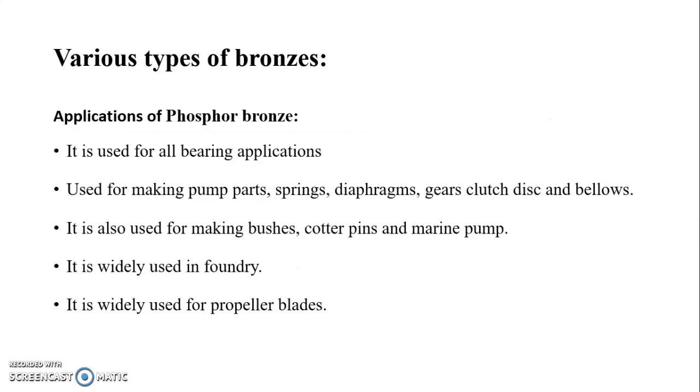Then there are some applications of phosphor bronze. It is used for all bearing applications, used for making pump parts, springs, diaphragms, gears, clutch discs and bellows. It is also used for making bushes, quarter pins and marine pins. It is widely used in foundry. It is used for making propeller blades.